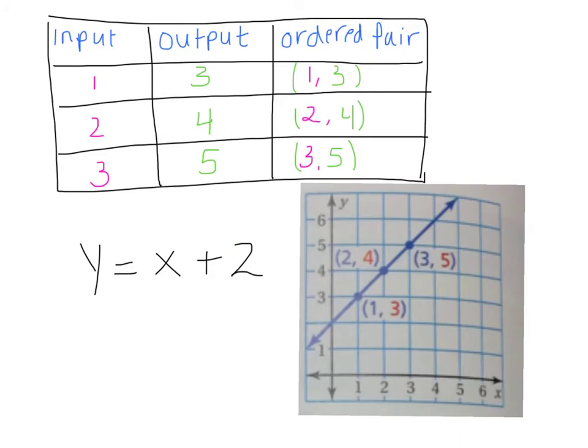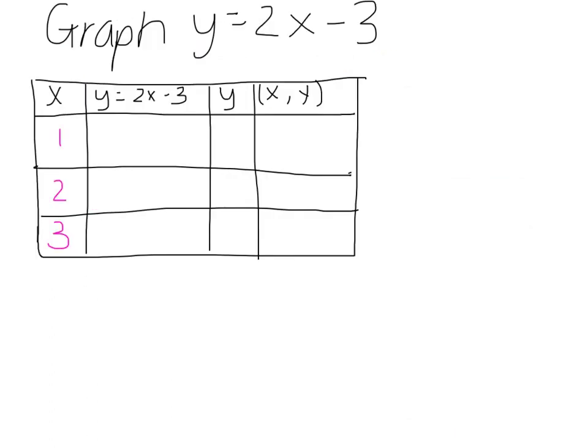And here's what our graph looks like. We've taken each ordered pair, 1 for x and up 3, and then (2, 4) and (3, 5). And notice that we've drawn a straight line through our points, and that's showing that it's a function. So whenever you graph your points, you're going to draw a straight line through them.